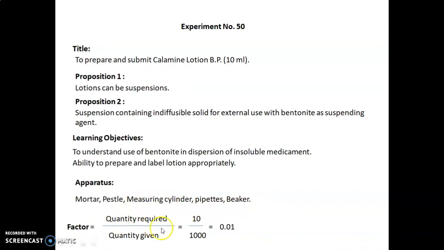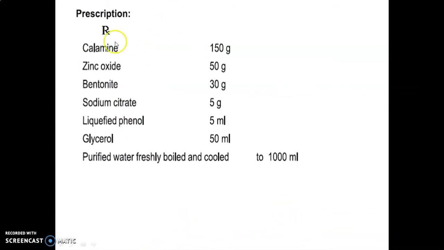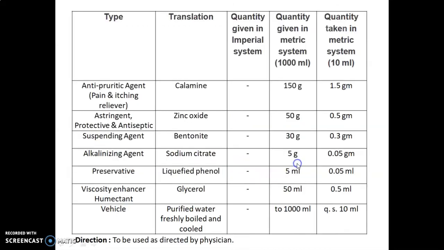Factor is calculated as quantity required upon quantity given, that is equal to 10 upon 1000, which is equal to 0.01. So we have this prescription, denoted by Rx: calamine 150 gram, zinc oxide 50 gram, bentonite 30 gram, sodium citrate 5 gram, liquefied phenol 5 ml, glycerol 50 ml, purified water freshly boiled and cooled to prepare up to 1000 ml.